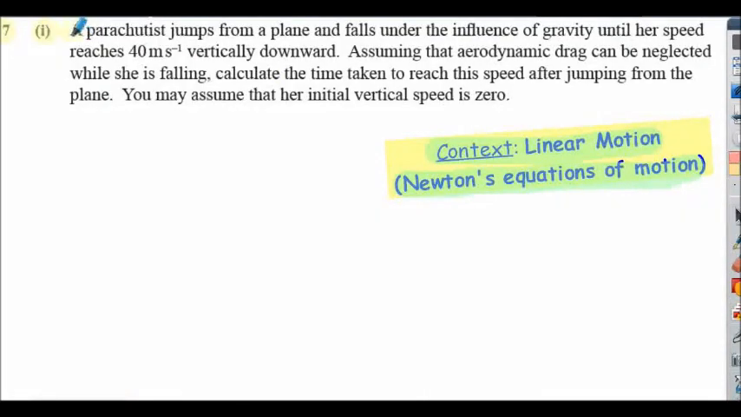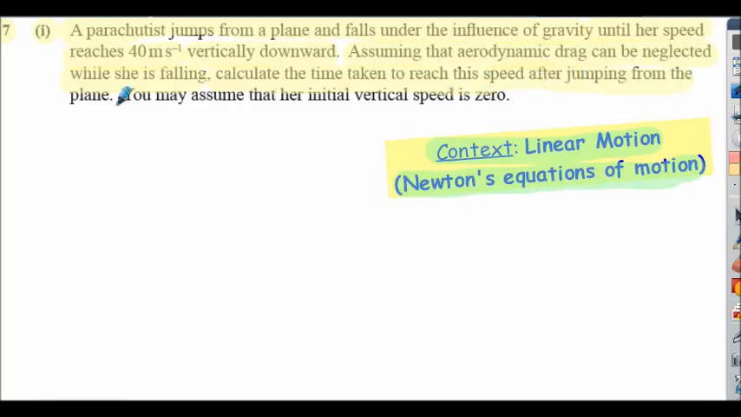So part 1, a parachutist jumps from a plane and falls under the influence of gravity until her speed reaches 40 meters per second. That's vertically downward. Assuming that the aerodynamic drag can be neglected while she is falling, we've got to calculate the time taken to reach this speed after jumping from the plane. We're allowed to assume that her initial vertical speed is 0.